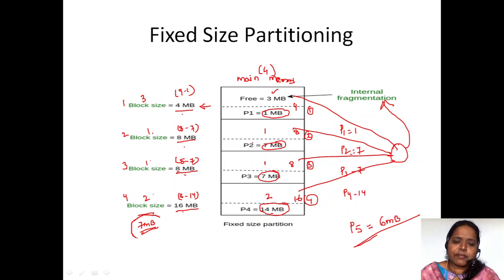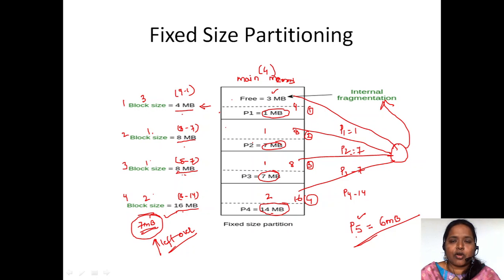Totally, how much memory is left over with me? Leftover memory is 7 MB. But P5 needs only 6 MB. Can I allocate this P5 onto the leftover spaces? No. Why? Because all the leftover spaces are not contiguous. So here 1 MB, here 1 MB, 2 MB, like that.